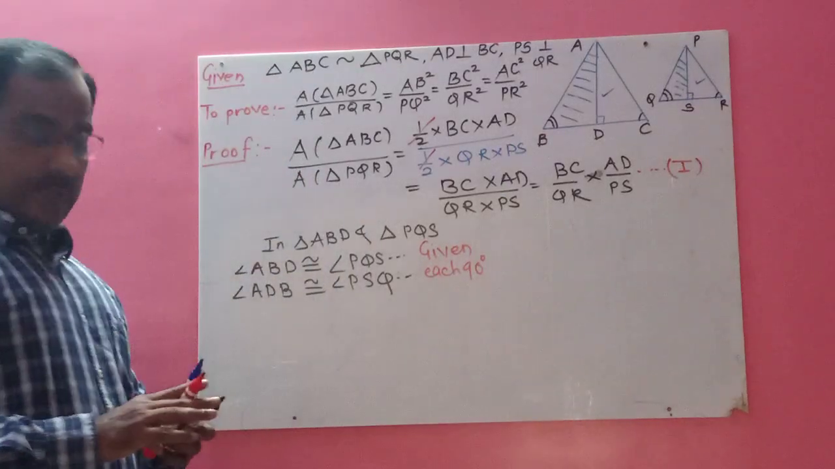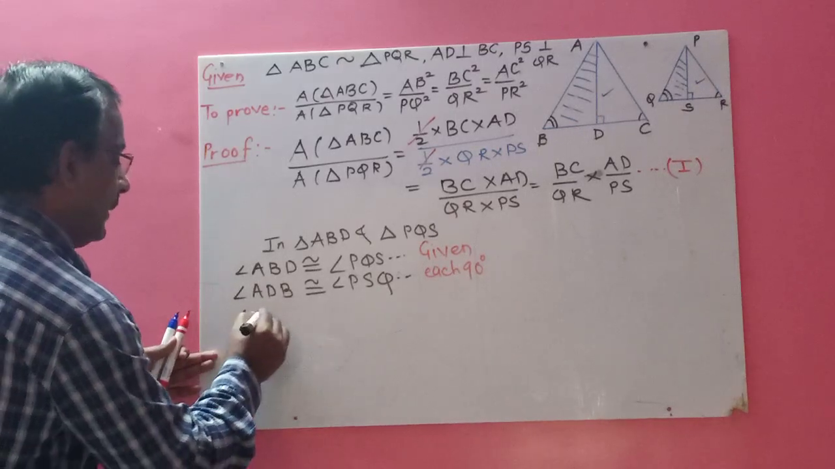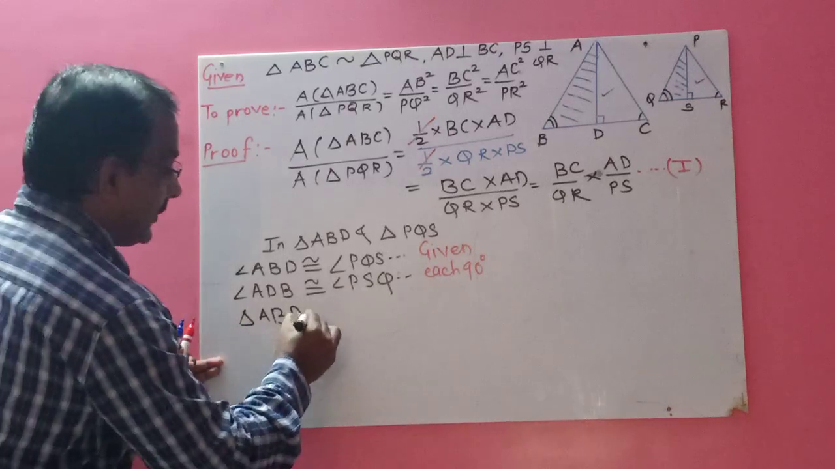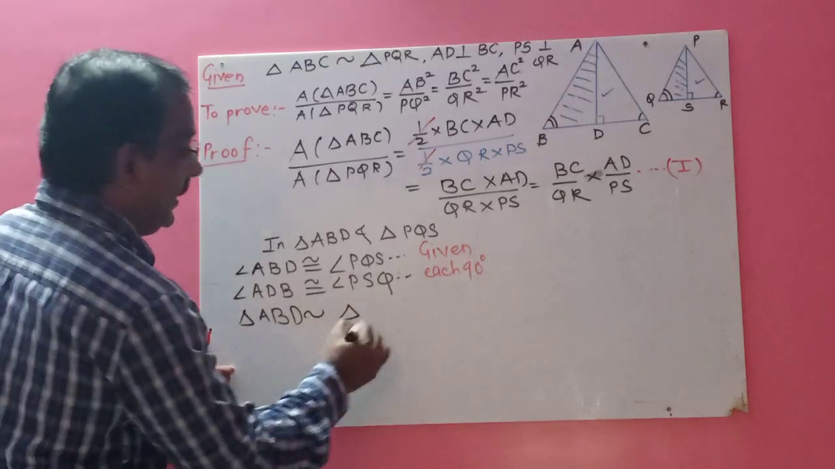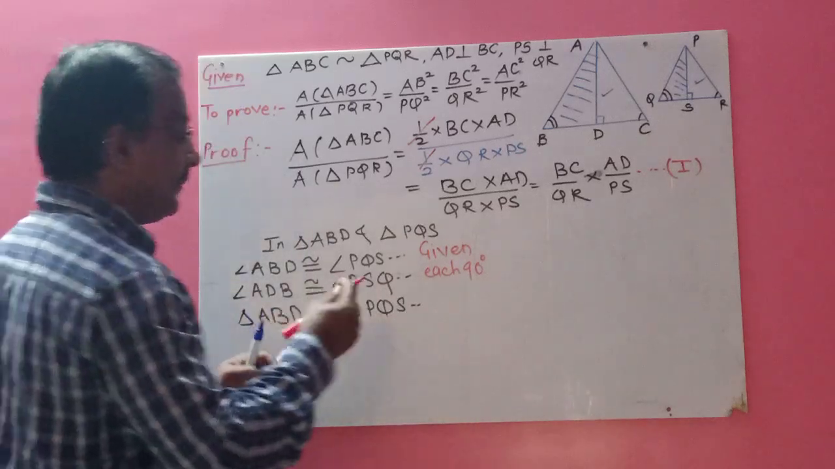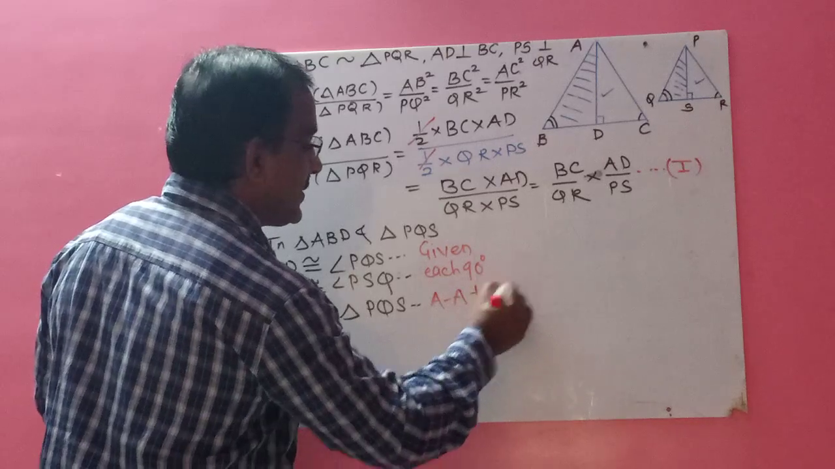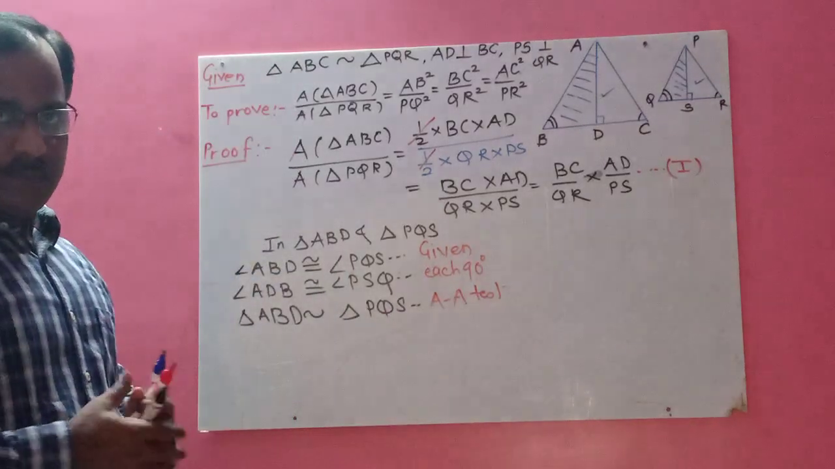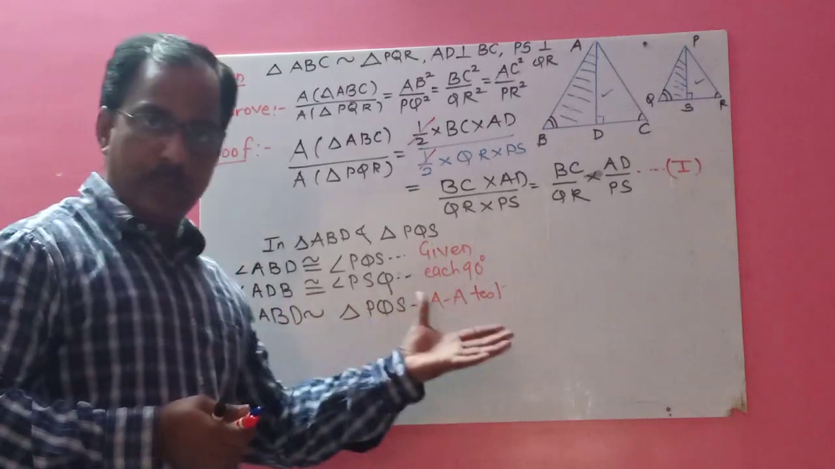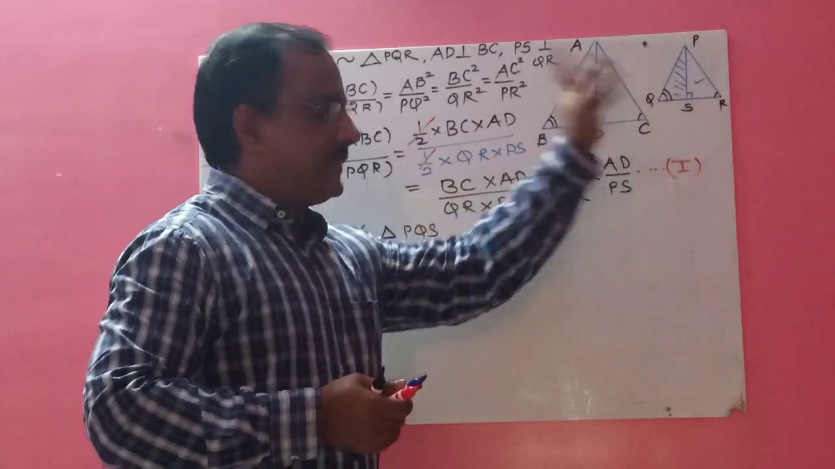And therefore I will say that triangle ABD is similar to triangle PQS by a test of similarity. Got it, this one? ABD is similar to triangle PQS, because this is equal to this and this is equal to this.